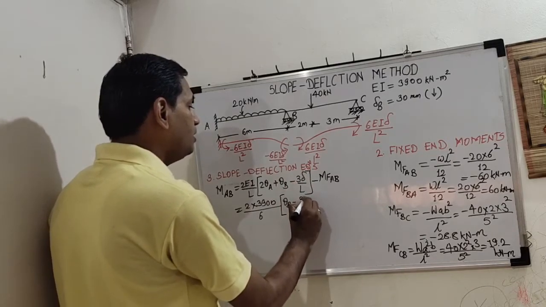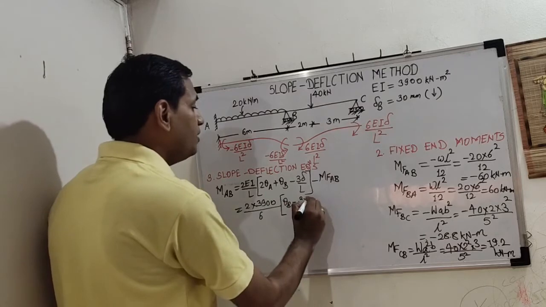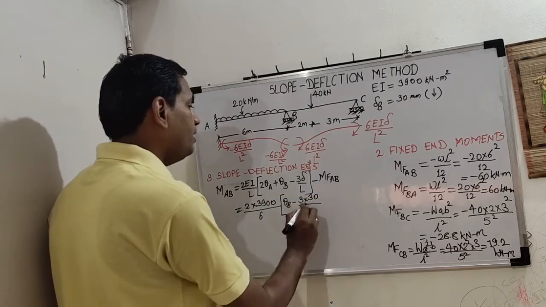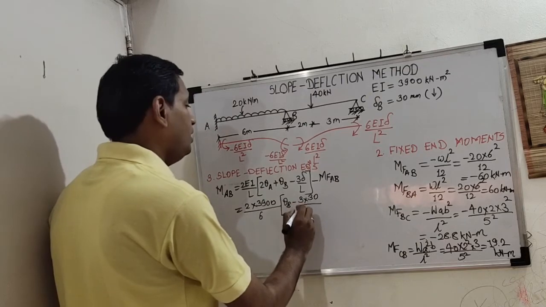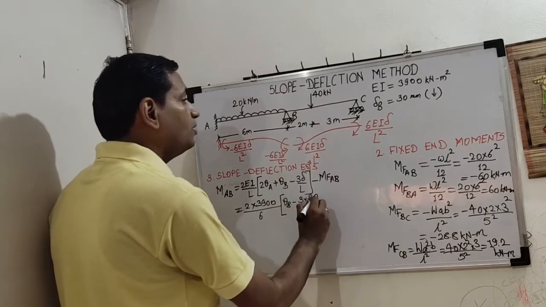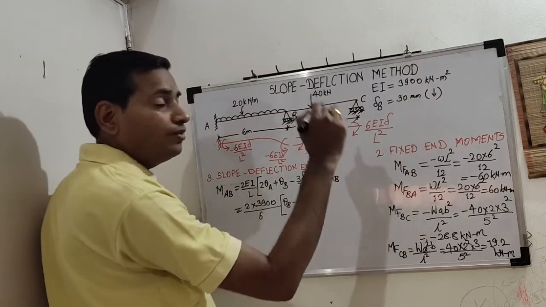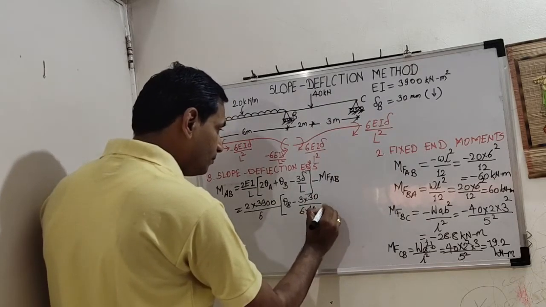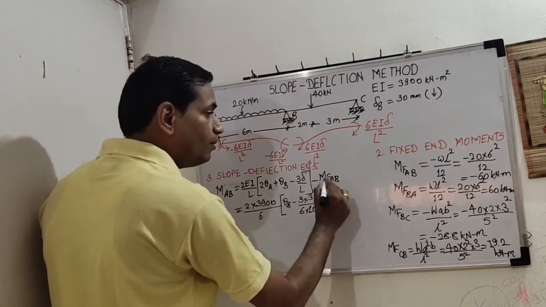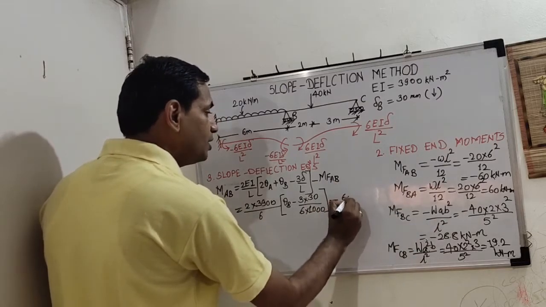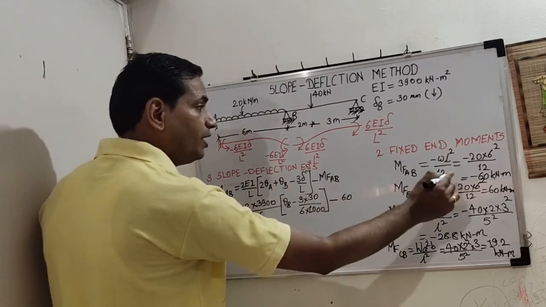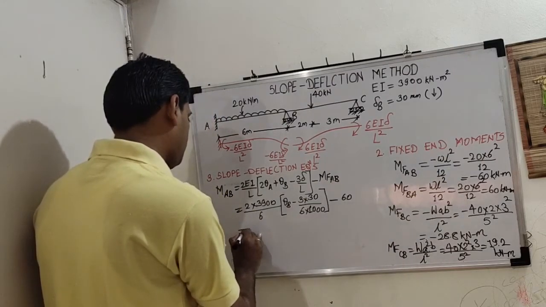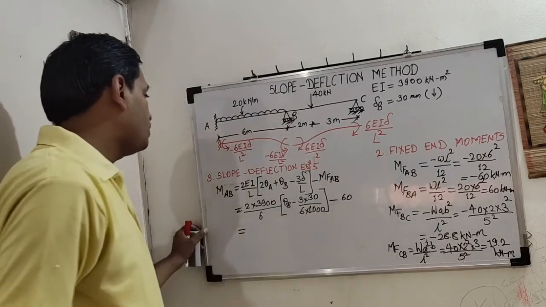Minus 3 into delta is 30 divided by L. L is 6. 30 is in millimeter. Convert this in meter. So 30 divided by 1000. MFAB minus 60. Keep it as it is. Do not make minus minus plus. So let us solve this.